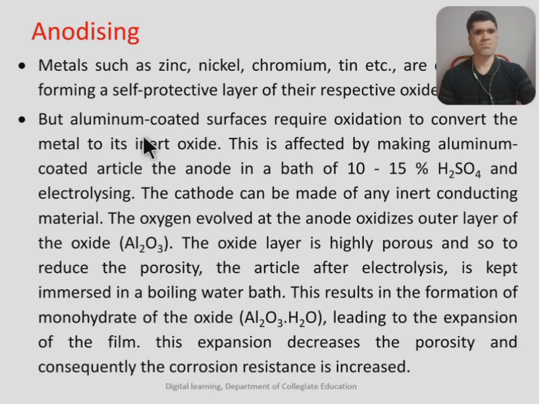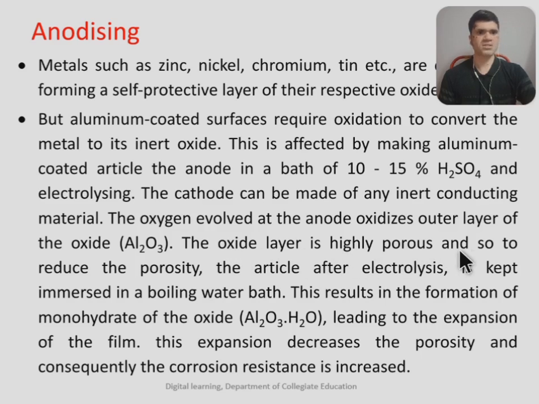That means we have to oxidize the aluminum, and the oxide formed will be inert. So how do we oxidize it? This is effected by making the aluminum coated article the anode in a bath of 10 to 15% H2SO4 and electrolyzing. The cathode may be made up of inert conducting material. The oxygen evolved at the anode oxidizes the outer layer of the metal, forming Al2O3.